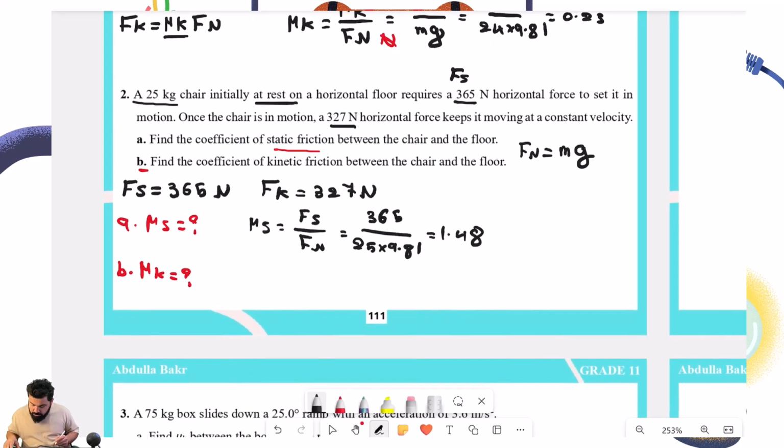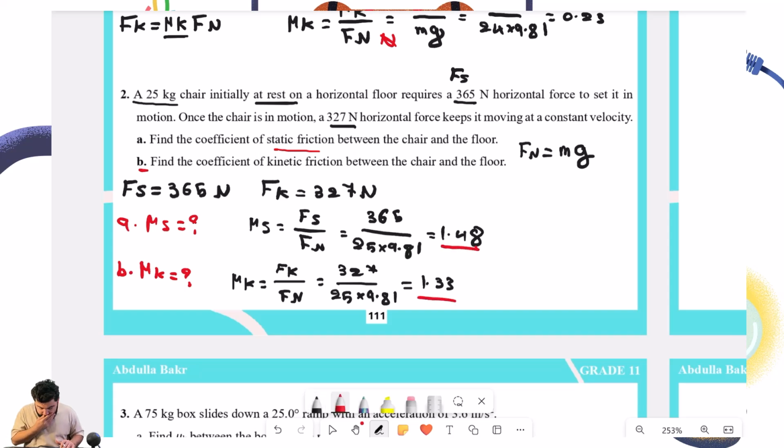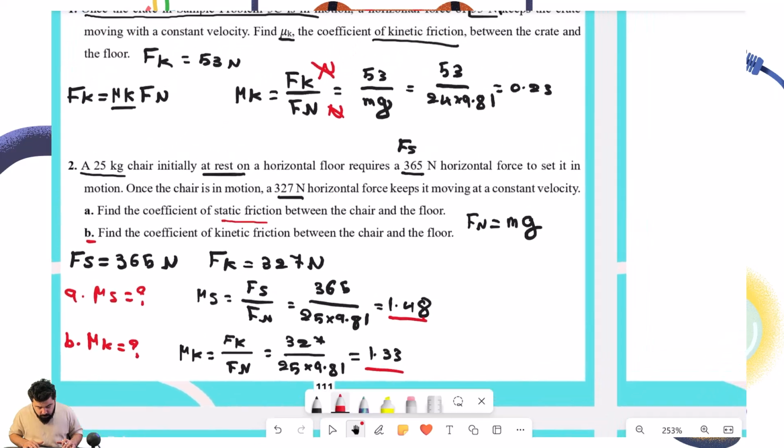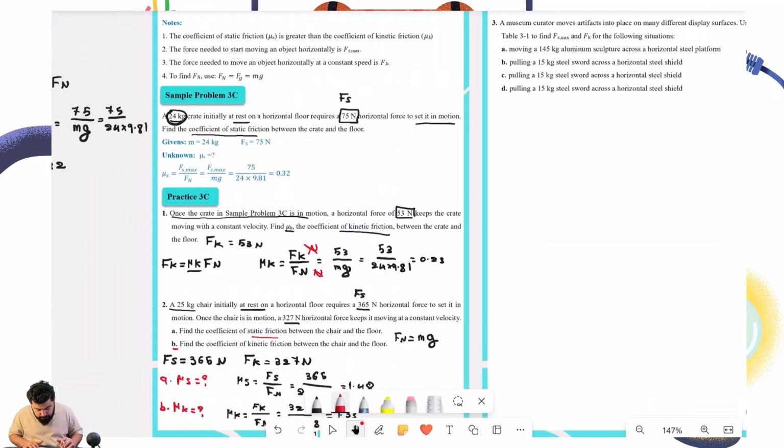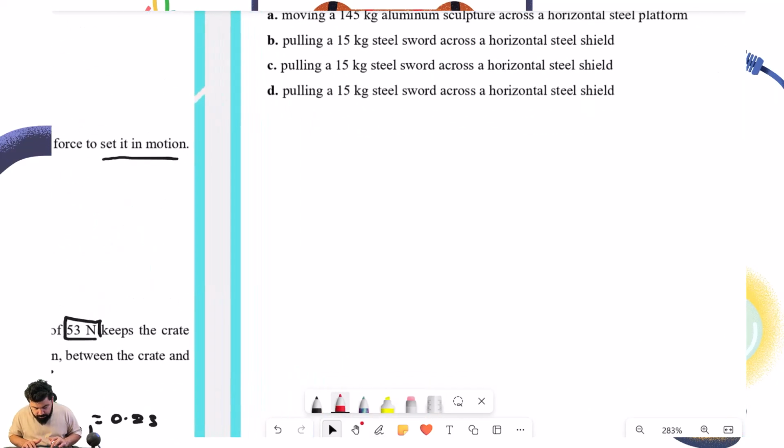So please make sure that this is the correct result. And then mu k is equal to Fk divided by Fn. Fk is equal to 327 divided by Fn, which is mg, 25 times 9.81. You're going to get 1.33. As you see, mu s is always greater than mu k. This was question 2. Question 3, I'm going to leave this for you.